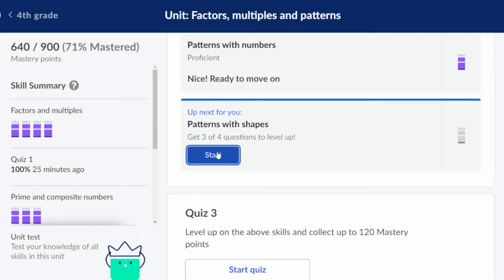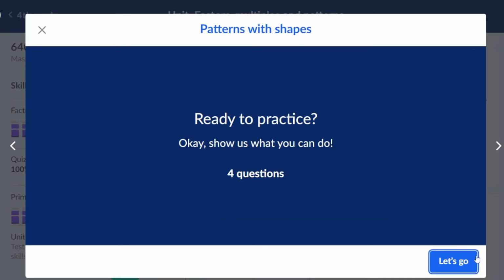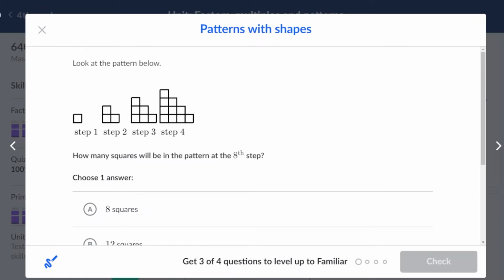Okay, we've got patterns with shapes. Let's go. Look at the pattern below.